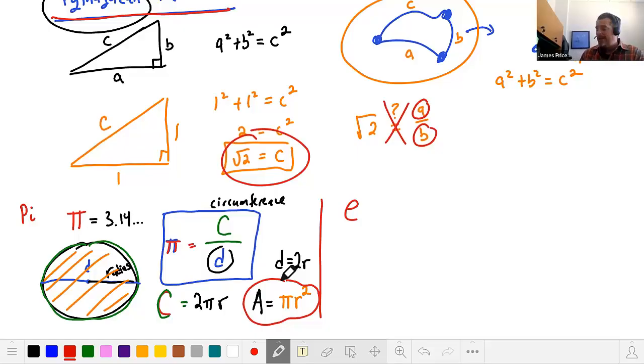How about for e? So where does this number e come from? So this is kind of a weird number. I call this the natural number.